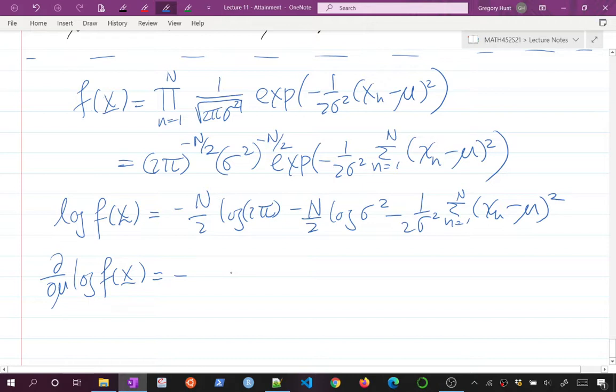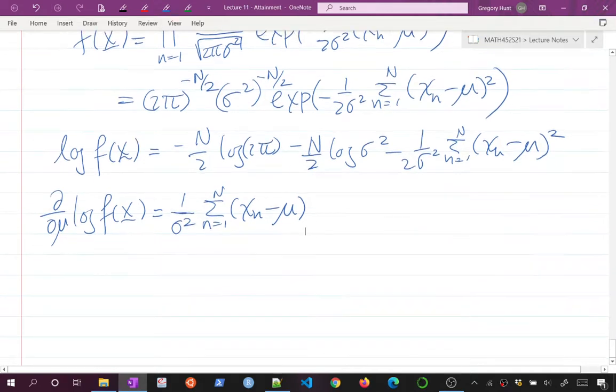We get a negative. The 2 will come down, we cancel this 2, and we'll go negative from this mu. That will cancel that. I think I've done this a couple times. I think all we're going to be left with is a 1 over sigma squared. But you can check my work on that. So this is basically my score.